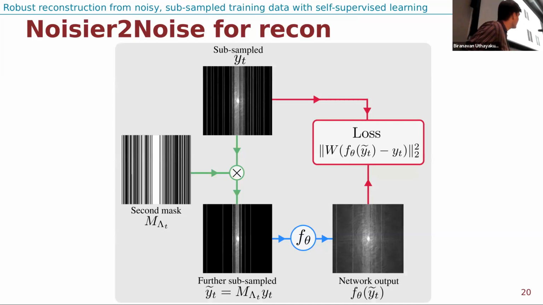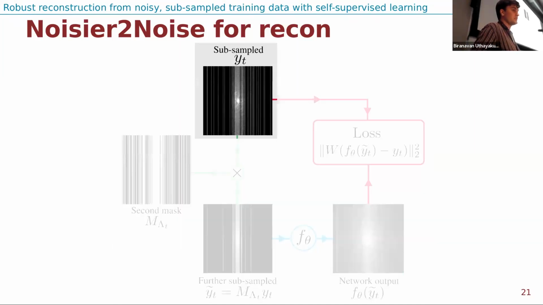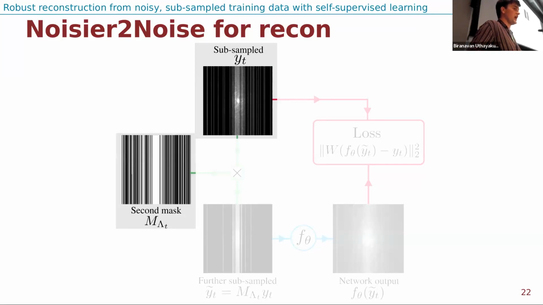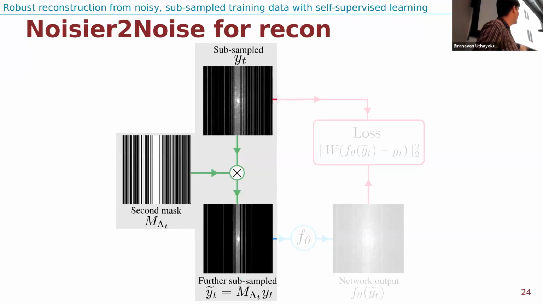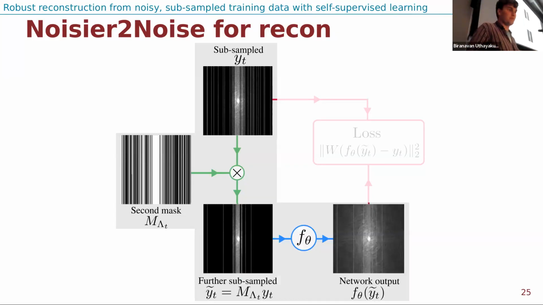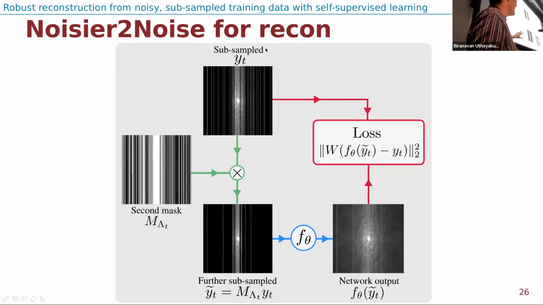So what does this look like in practice? I'll just walk us through this. We start with our subsampled data, and then we generate another mask. We multiply that mask by the subsampled data to get a further subsampled k-space. Then we pass that through our network to get an estimate of k-space, and then compute the loss between the output of the network and the subsampled training data.